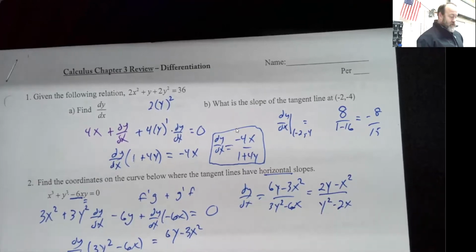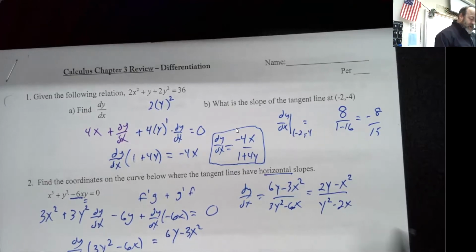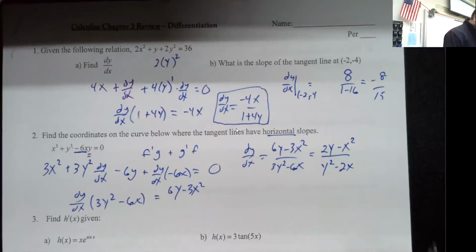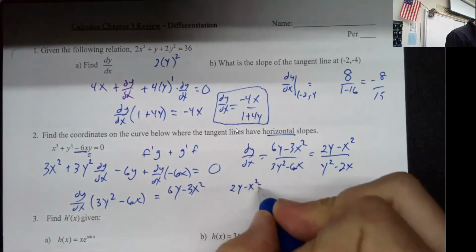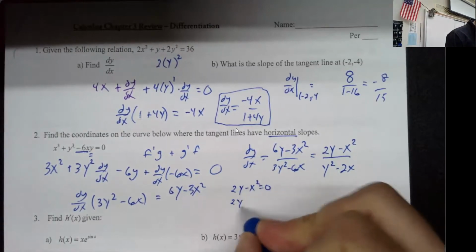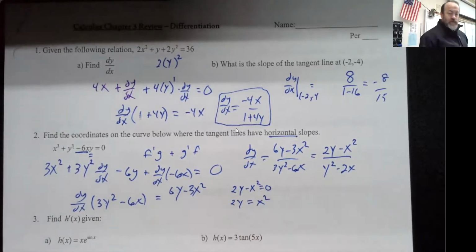Now, unfortunately, this question didn't end at this moment because it says, where are the tangents horizontal? And so what I need to do is find out where this numerator here is equal to 0. So I would have 2y minus x squared is 0, which means that 2y is the same as x squared, which of course would tell you that y is x squared over 2. So what I need to do now is go back into the original problem and substitute that back in to figure out what's going on.